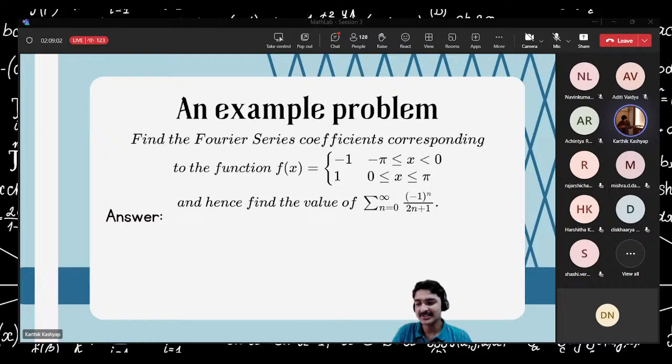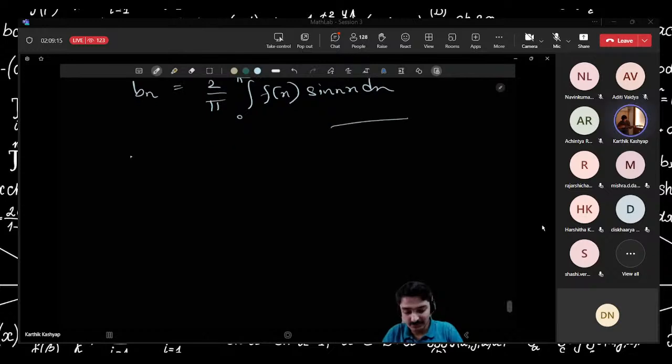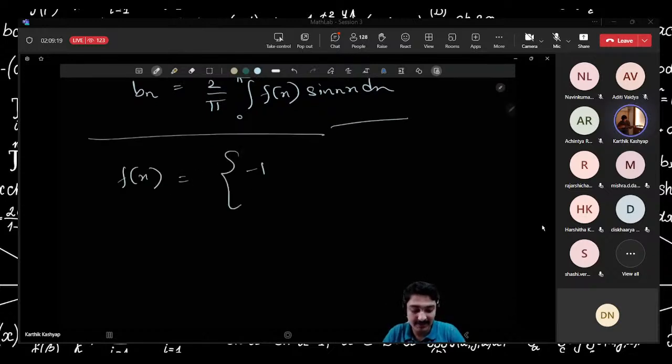First, we'll get the coefficients for the series and we'll see how we can get to this summation from that. So I'll switch to my tab. The given function is f of x equal to -1 from -pi to 0 and 1 from 0 to pi.